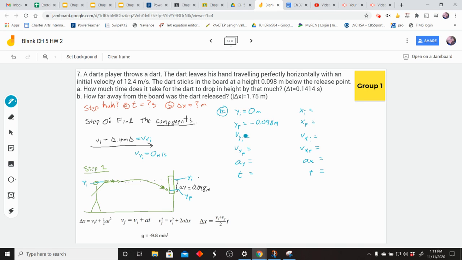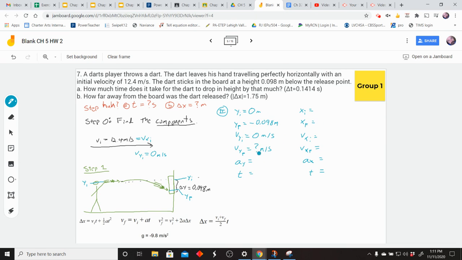Vy initial. Your initial velocity, you get that out of your step 0, your components. Vy initial is 0. Remember, this dart is moving perfectly horizontally at the beginning of the problem. Vy final. How fast is the dart moving at the end of the problem? It looks like I forgot to put speed lines in. Well, the dart is definitely moving at the end of the problem. It will be going down and to the right in my picture. So it has some downwards velocity, but I don't know what it is. So question mark, meters per second.